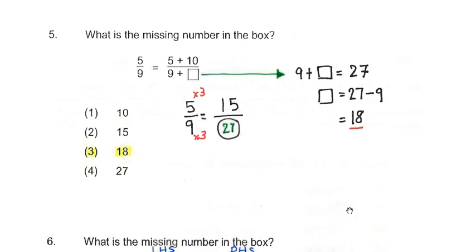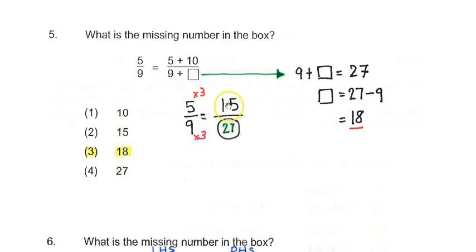What is the missing number in the box? Now this is really easy. 5 over 9 on the left hand side is equal to whatever is on the right hand side. Okay, so now this has got something to do with equivalent fractions. You take the 5 plus 10 first. 5 plus 10 gives you 15 over here.